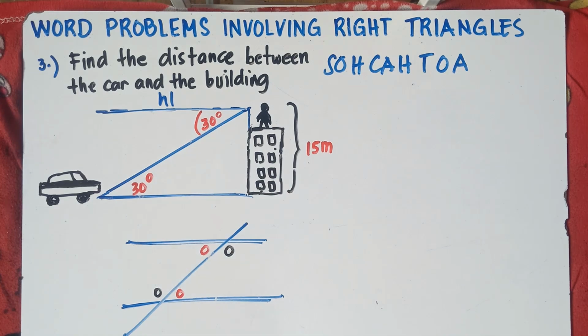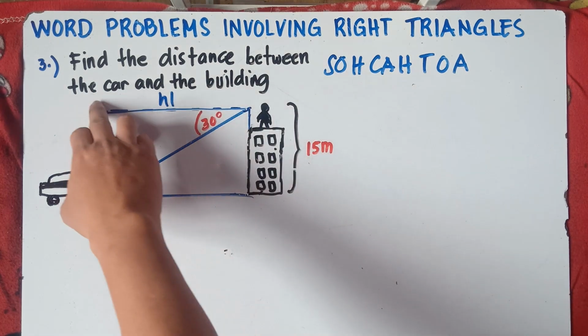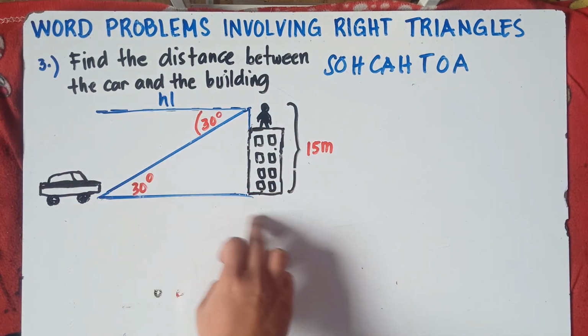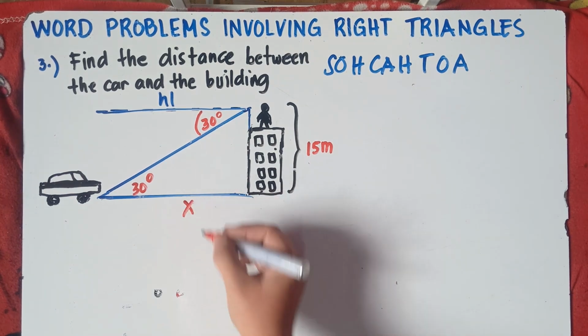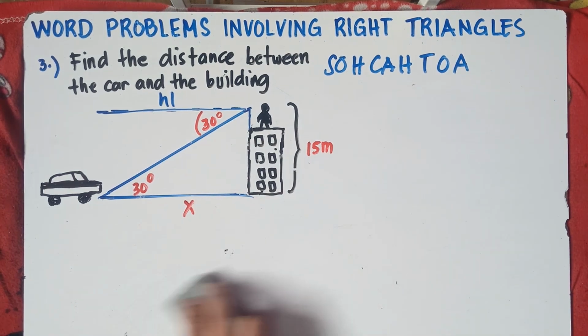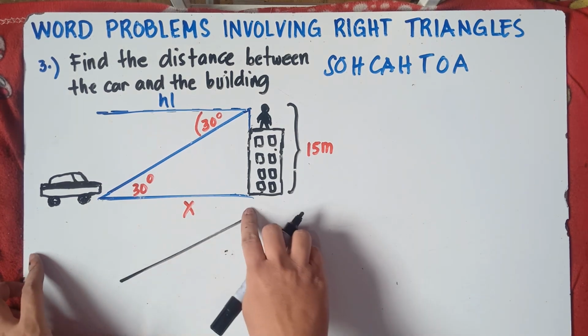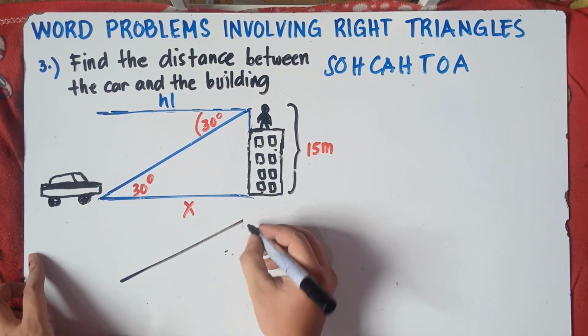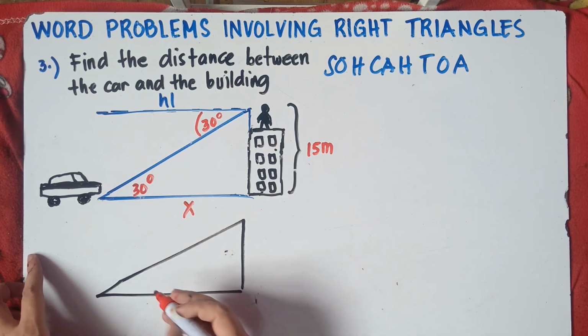Alright, and we're told to find the distance between the car and the building. So this distance right here. Alright, so we're told to find x. So let me just draw the triangle again. So this is, of course, a right triangle. So we have a given 30 degrees.